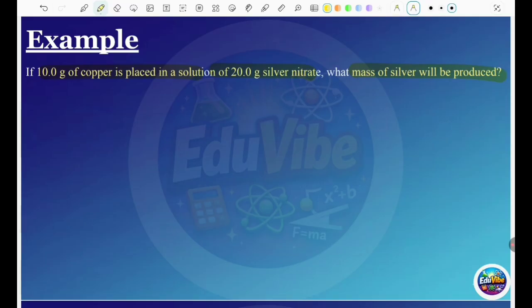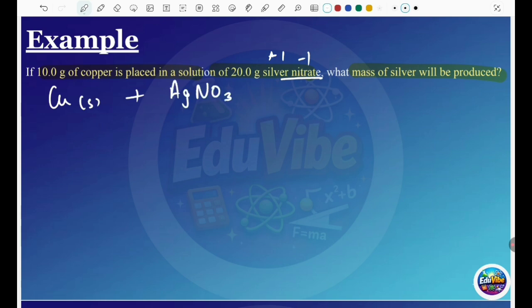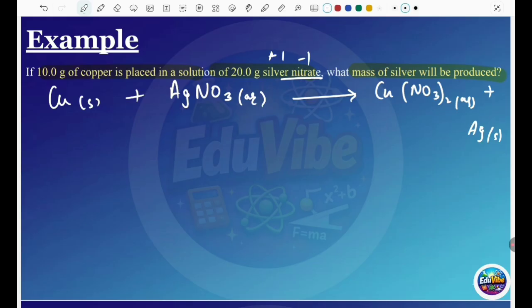The copper is placed in silver nitrate, so we have to write the equation for this. Copper, Cu, is a solid. Silver nitrate, with Ag at +1 and nitrate at -1, is AgNO3, which is soluble, as you can check in your solubility table. This is a single replacement reaction. So it goes to Cu(NO3)2, aqueous, plus Ag, solid. Now I have to quickly balance this: a 2 in front of AgNO3 and a 2 in front of Ag. So this is balanced.